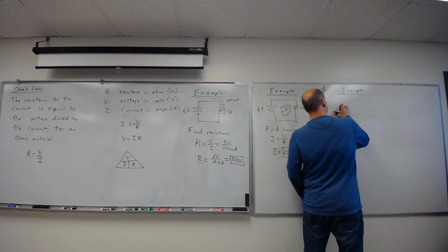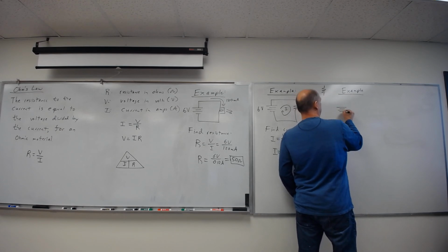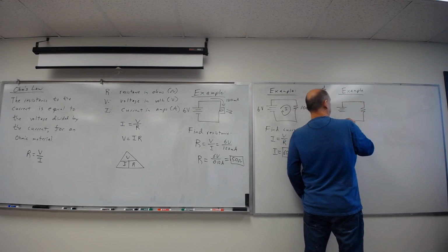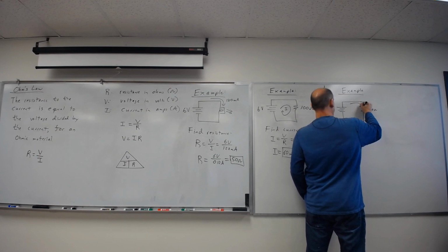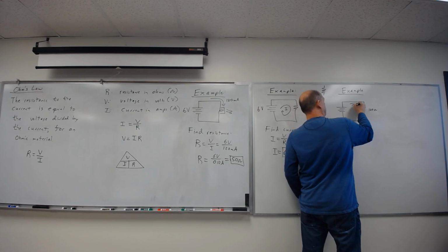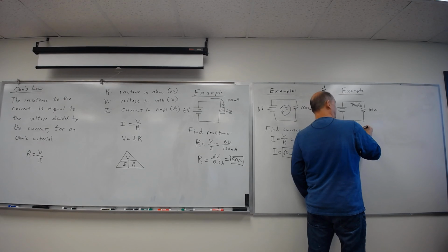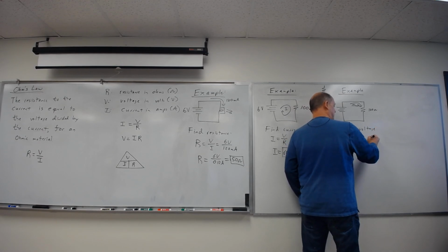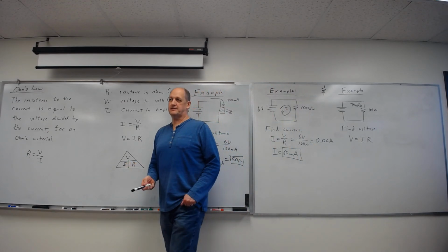See, let's try this. So I have a circuit where I don't know the battery, but I measure current. And I'm going to stick with my 100 ohm resistor. And my current is 15 milliamps. Find the voltage. Voltage equals current times resistance.